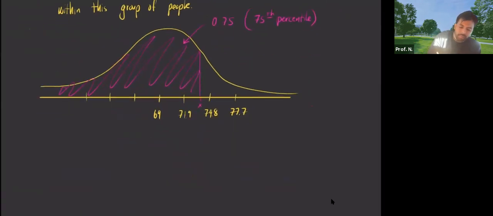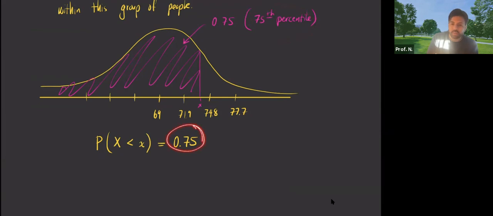So in reality, this is what I'm trying to figure out. I'm given the area and I want to find that X value. So the probability that X is less than some value of X equals 0.75. So normally what have we been doing up to this point? We were given the X value or the Z value, and we found the area to the left. Now we're given the area to the left by the percentile, and I want to find what is that X value associated with that area to the left. Does everybody follow?